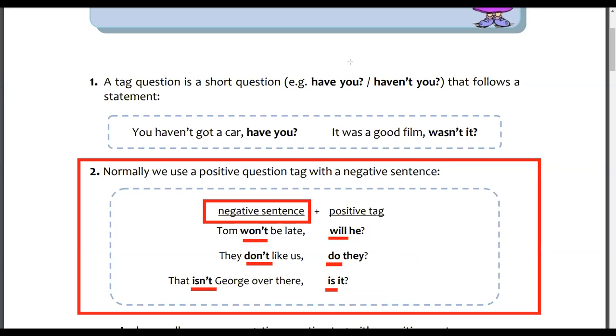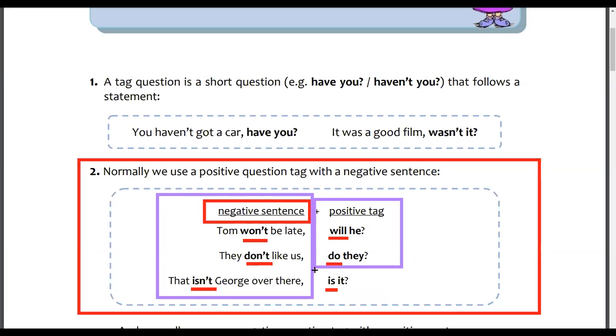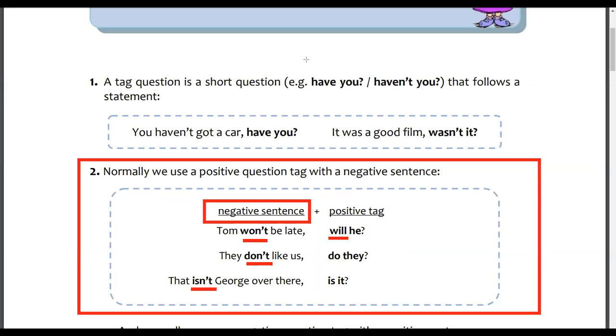Since we're using negative in the first clause, and I'm gonna use this color for you to recognize the first clause, the second one right here is going to be the opposite. If this was a negative sentence, then here you go with a positive question tag. Let's see the examples. Let me just clear everything here. All right, here we go. Tom won't be late. Will he?